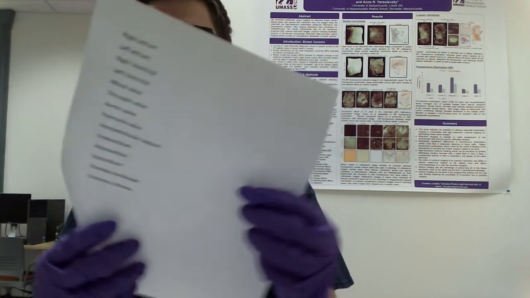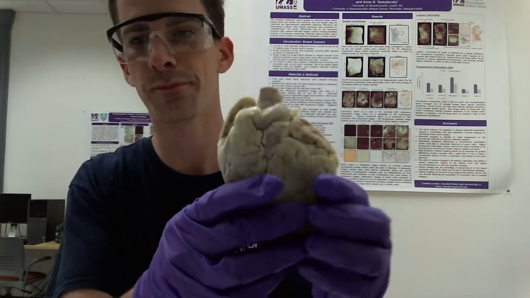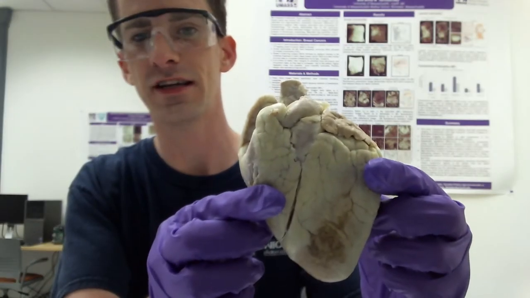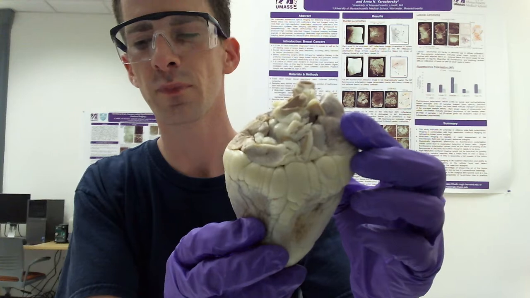Here are the notes that I will be using for this video, and the topic of today's discussion is going to be dissection of the sheep heart, which you can see here. You can see it from the anterior view as well as from the posterior view, and I'm going to begin by labeling the four chambers.